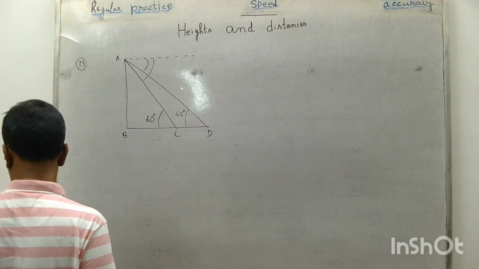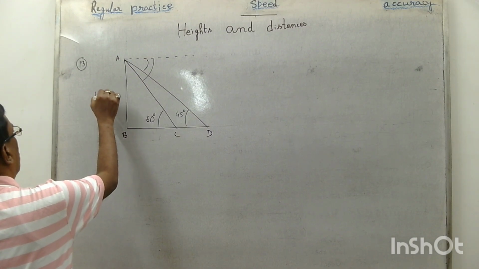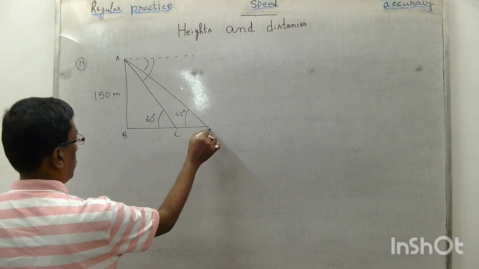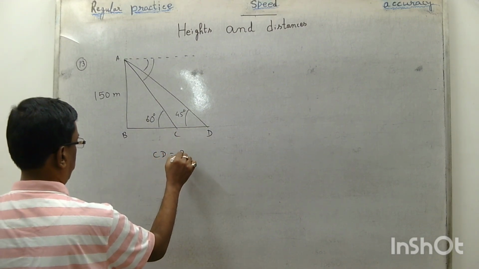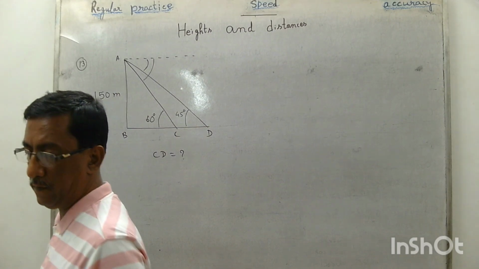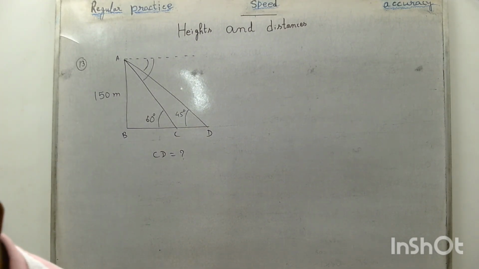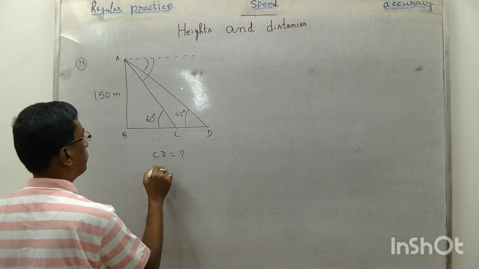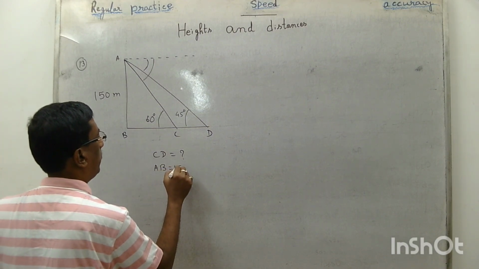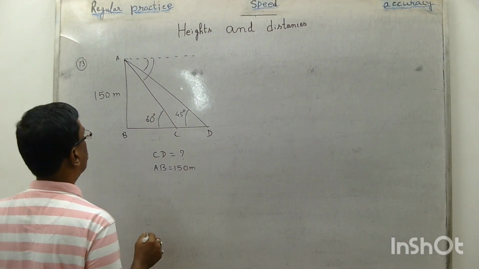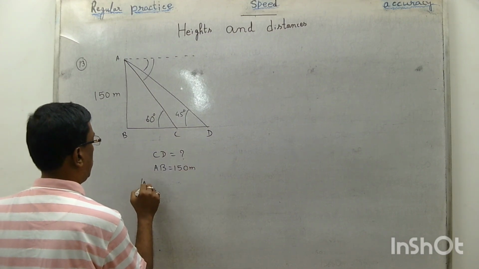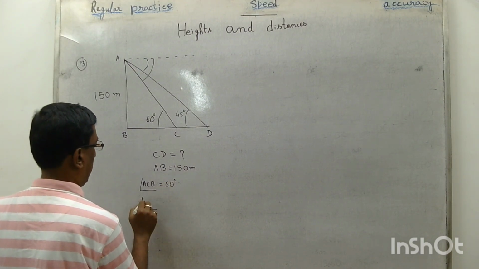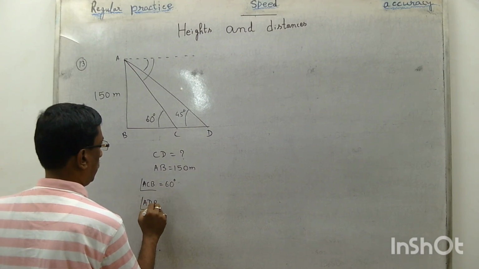If the height of the tower is 150 meter, distance between CD, we have to find CD. So AB is given, it is 150 meter. Angle ACB, it is 60. Angle ADB, it is 45.